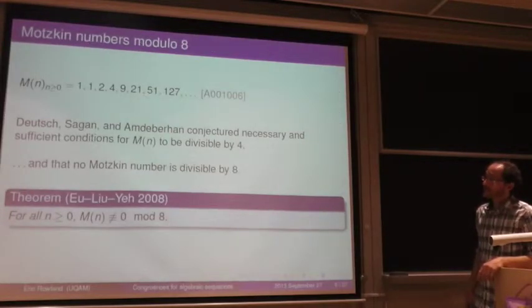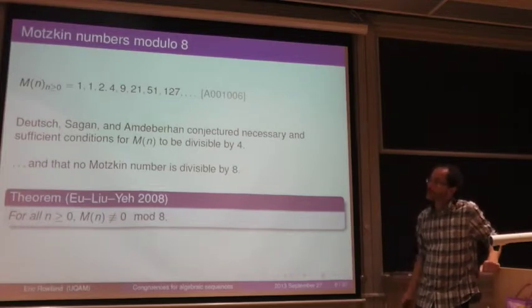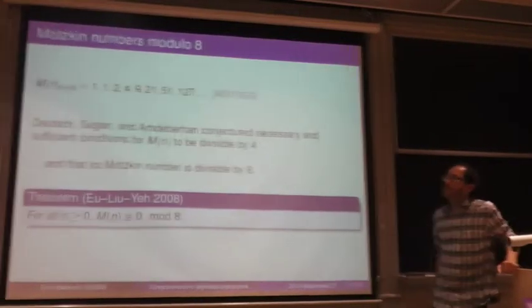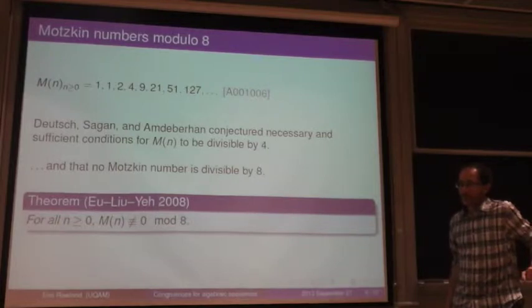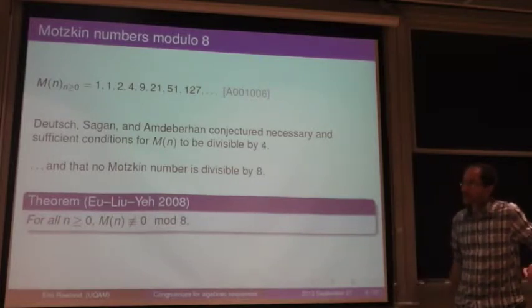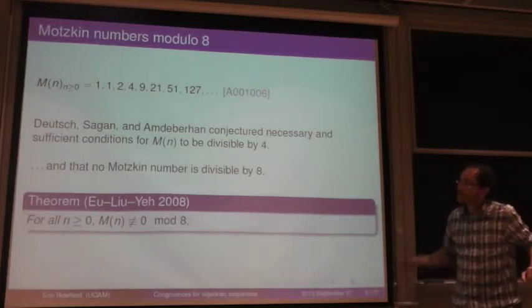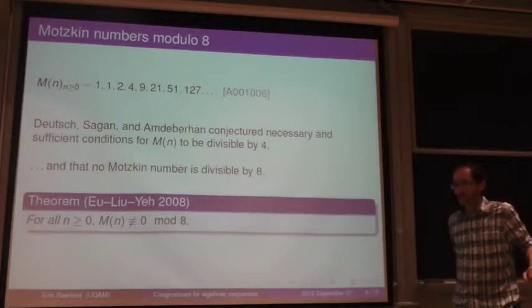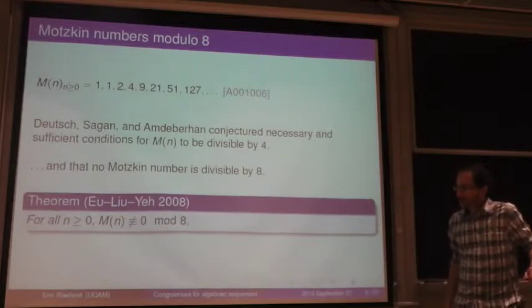Okay, so in this paper, like I said, they looked at Catalan numbers modulo 2, modulo 4. One of the more interesting results was a conjecture that they attributed partially to Deutsch and Sagan, which gave necessary and sufficient conditions, conjecturally of course, for the nth Motzkin number to be divisible by 4. And so here are the first few Motzkin numbers again. And they also conjectured that no Motzkin number is divisible by 8. So a few years later, this was proved by Eu, Liu and Yeh in 2008.